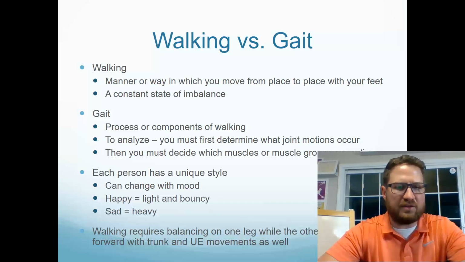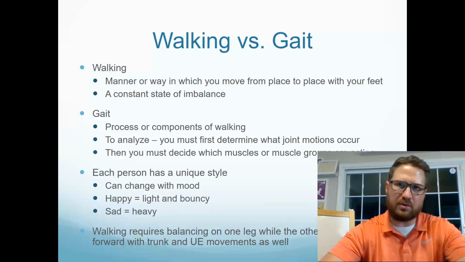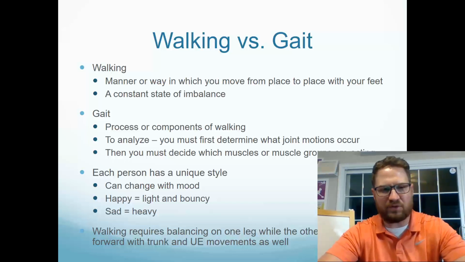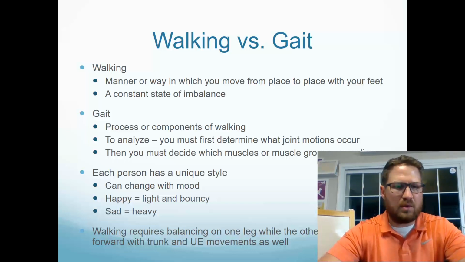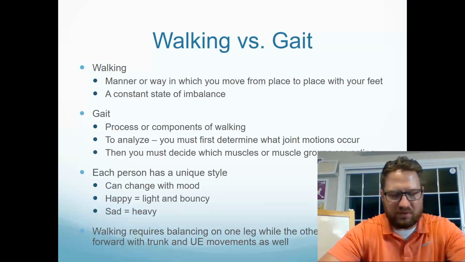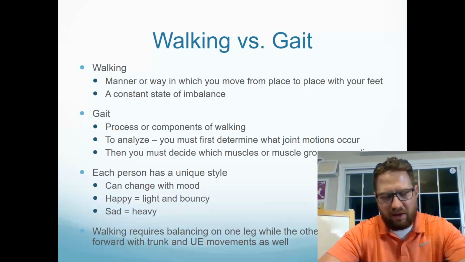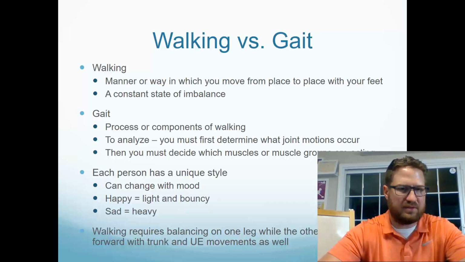Each person has a unique style, and that can change with mood. Usually, if we're happy, we're light and bouncy. We may have more head movement and more side-to-side movement. When we're sad, we may walk with slumped shoulders, more heavy, with more shuffling feet.